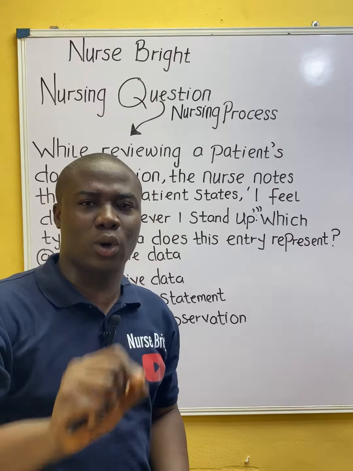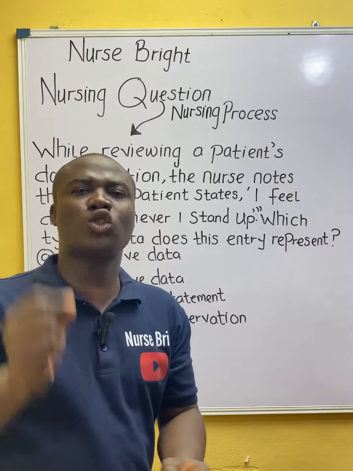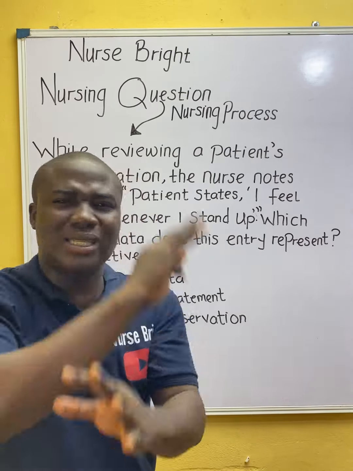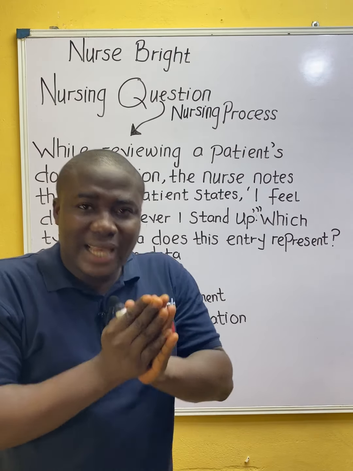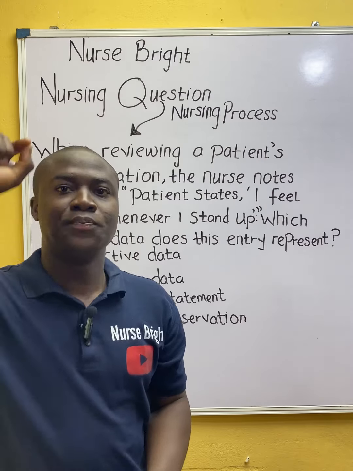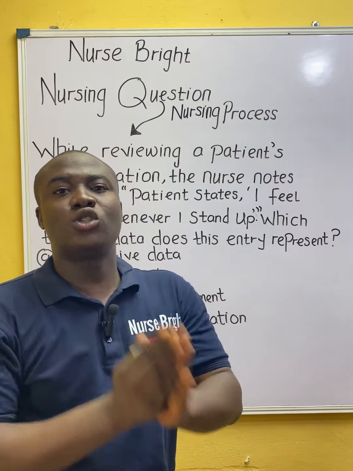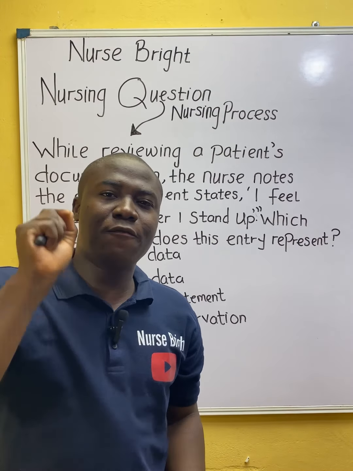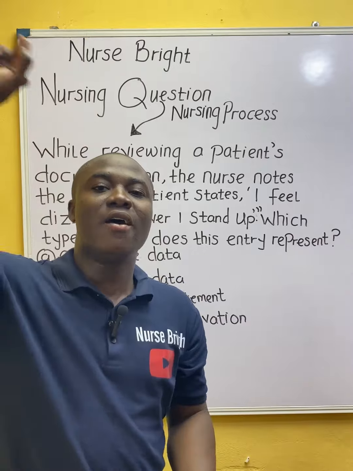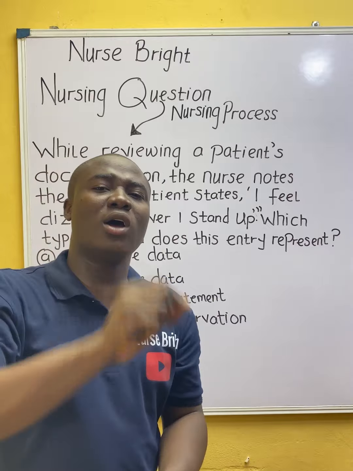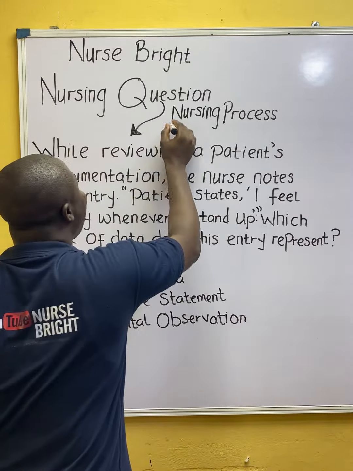Before we tackle this question, it is very important for us to understand properly the concept the question is from. Now, you must note that the nursing process is a systematic method that nurses use to provide safe, effective, and individualized care to patients. And this process has various steps. The acronym to remember the steps in the nursing process is ADPIE.